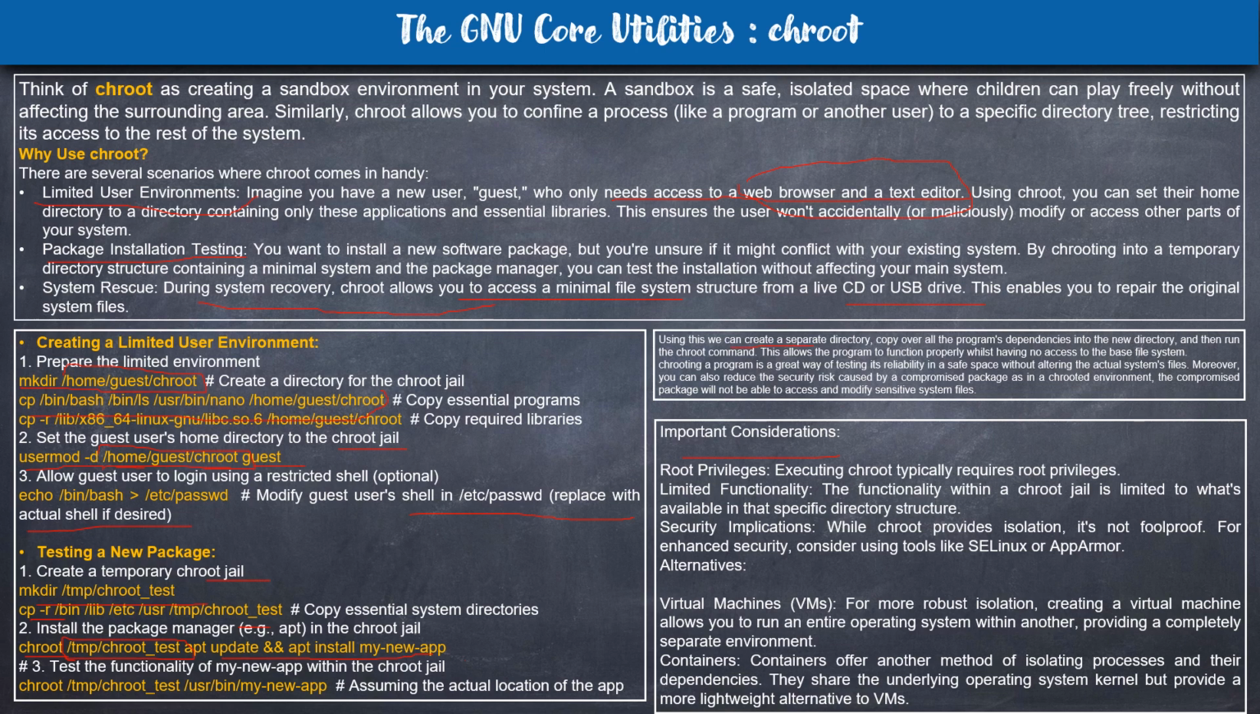So using this, we can create a separate directory, copy all the program dependencies into the new directory, and then run the chroot command. Okay, this allows the program to launch inside. So basically, what it will do is, the programs or user will not have access outside this chroot or this jail kind of thing to the base system. It won't be available, and it will be safer for testing purposes and other things, like when a user is a newbie and you don't want them to play with the base system. You can use this command.